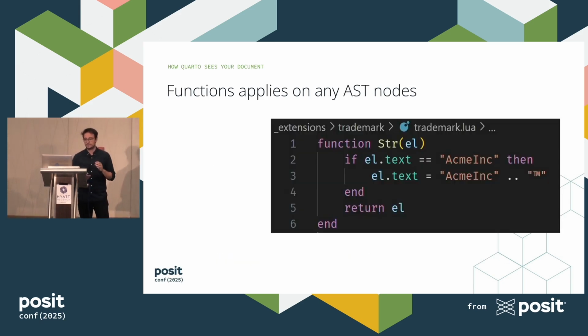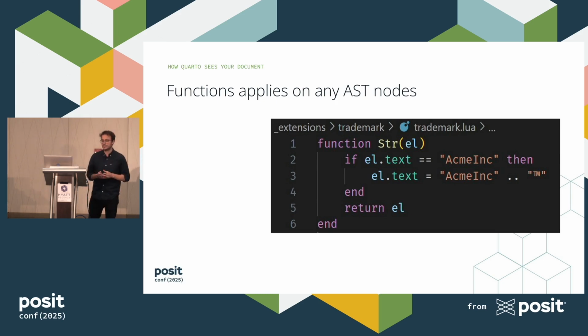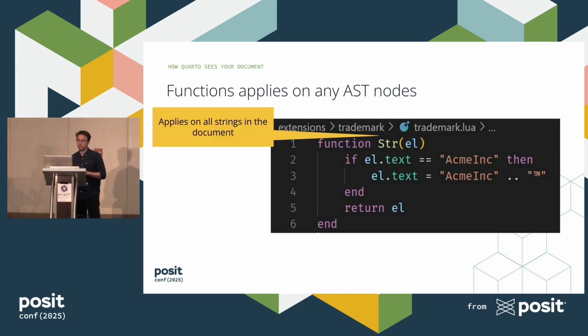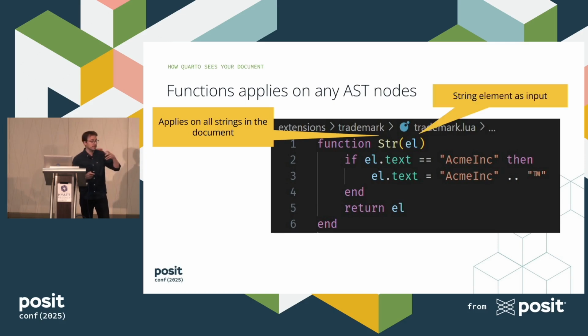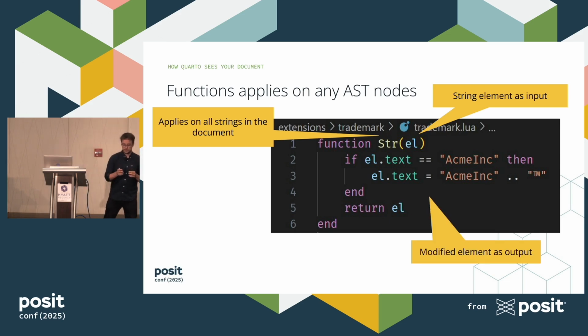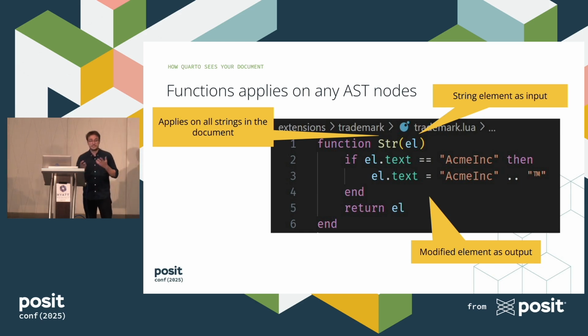So we come back to this function. A Lua function inside the Lua filters will apply on any node of this AST, this abstract representation. So our function here will apply on all the strings in the document. For each of these strings, it will take the string element as input, and it will look at the text information to modify it in the output. So either return the unmodified value or return the modified value. So it's quite similar to the function that we've seen.